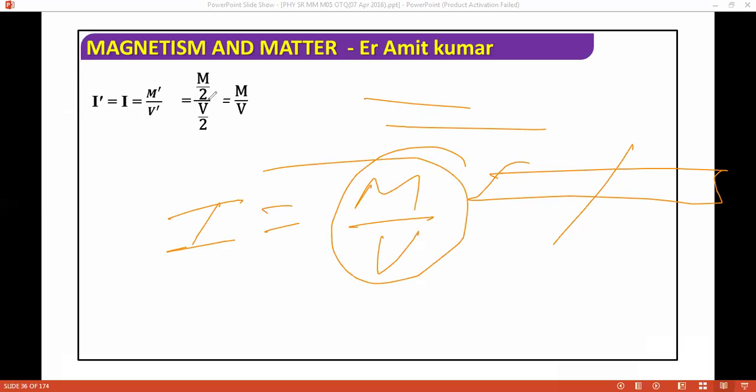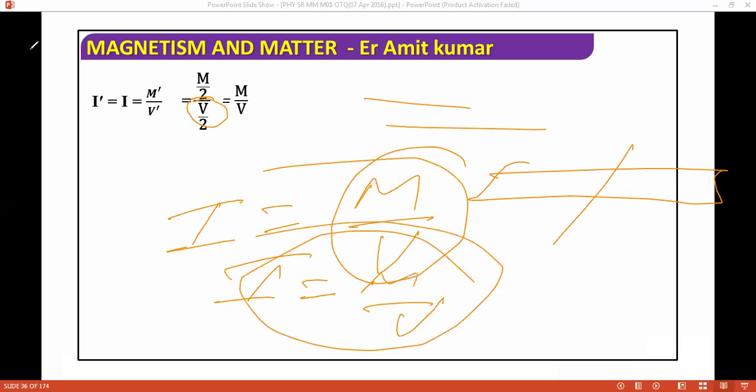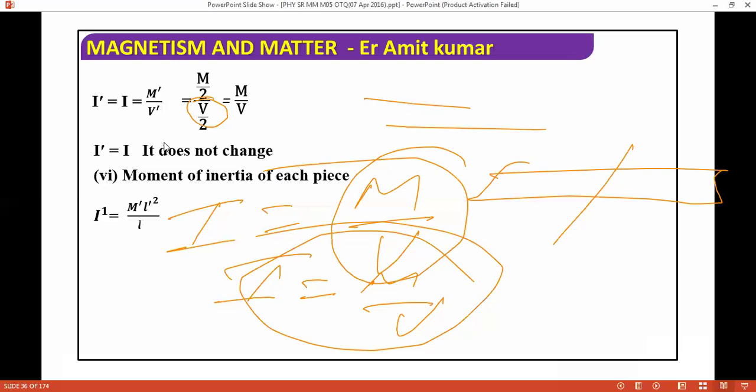So intensity, this is B by 2. The intensity of magnetization is M by V. All of you should know this relation. So from here, what you are observing is that intensity is again coming as M by V. It means I dash is equal to I, that will not change.